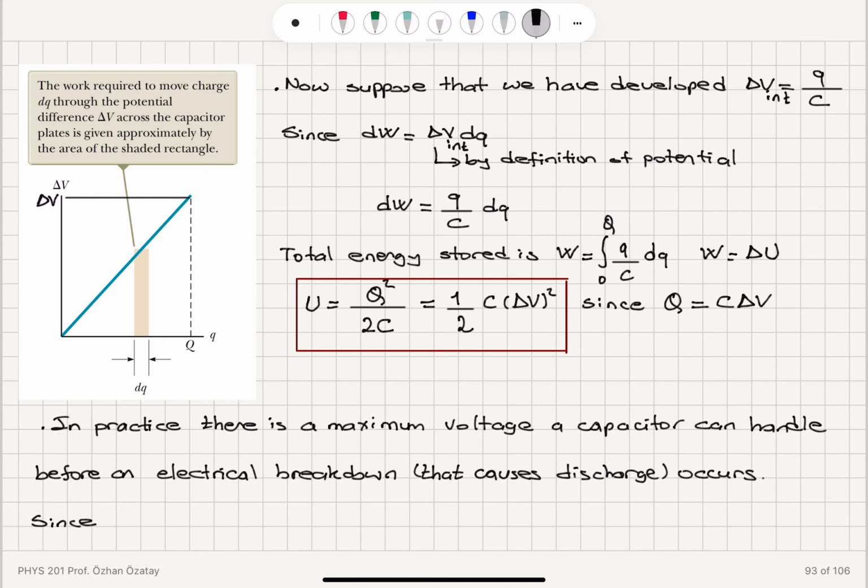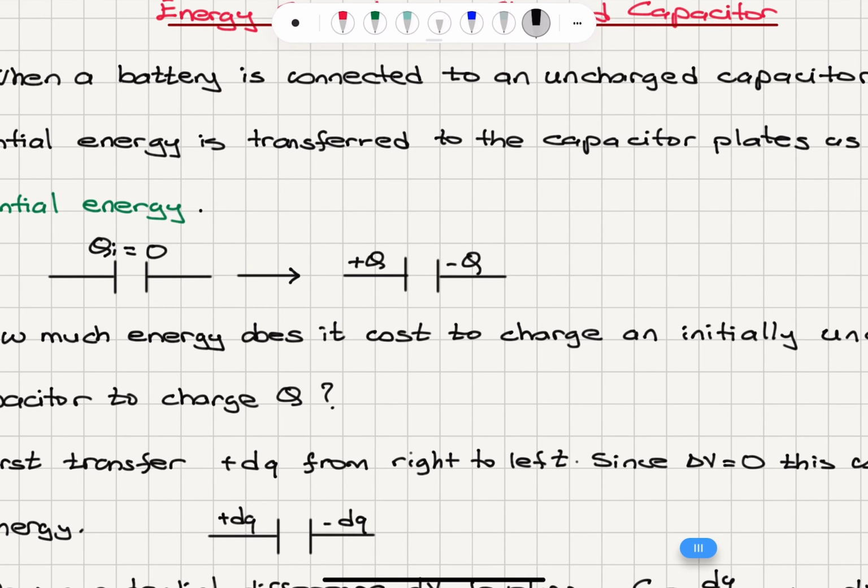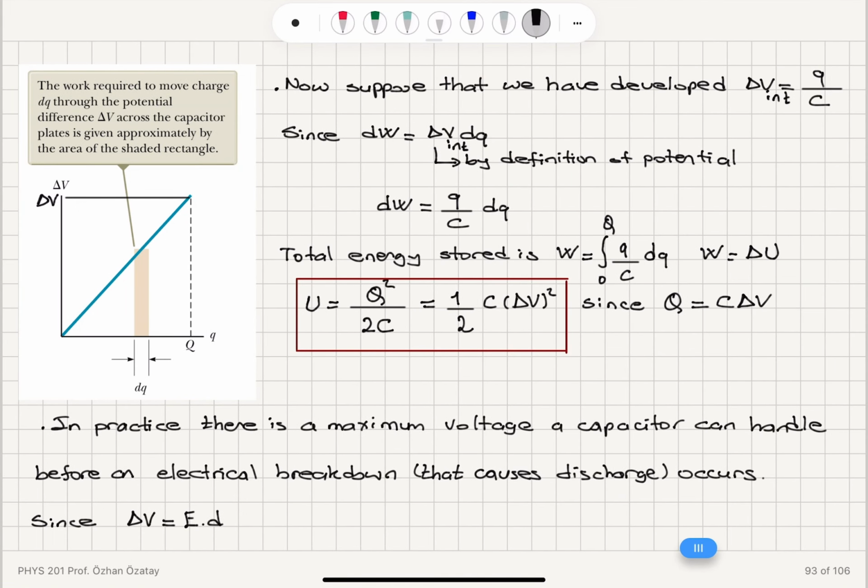Now, since the potential difference that develops between the two plates is related to the electric field, E, multiplied by D, the plate separation D, we can also write this potential energy as U equal to, for a parallel plate capacitor, capacitance is epsilon 0 A over D, so 1/2 epsilon 0 A over D, area of the plates divided by the distance between the plates D, multiplied by delta V squared, which is electric field times D, so it's going to be E squared D squared.